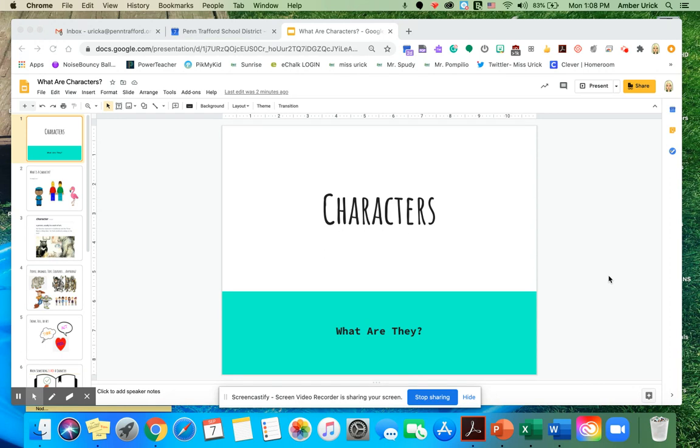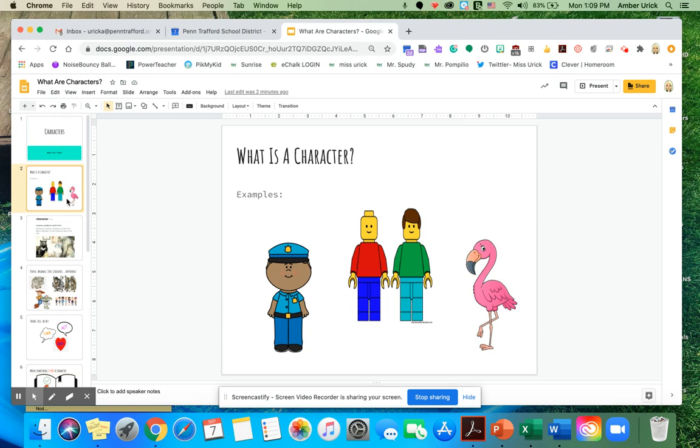So I want to start off by asking you what the definition of characters is. If I pop here to the very first slide, I'm going to show you these three pictures and it says, what is a character? Take a minute and I want you to think, what is a character? What is that meaning to you?